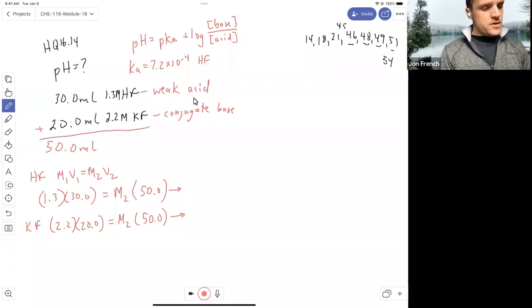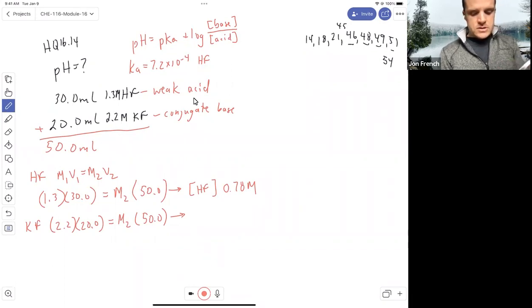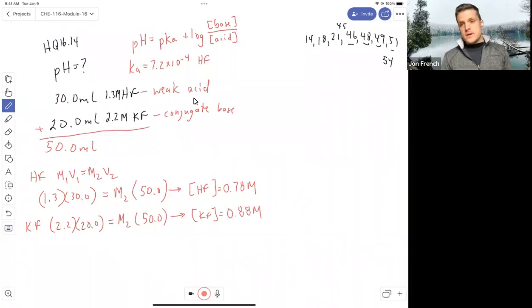So 1.3 times 30 and then divide that by 50. I get a concentration of HF of 0.78 molar. Do the same thing for potassium fluoride, 2.2 times 20 and then divide that by 50. I get a concentration of potassium fluoride of about 0.88 molar. Now we can use the Henderson-Hasselbalch equation because now we have the concentration. Once we mix those two solutions together, we have the concentration of both my acid and its conjugate base.